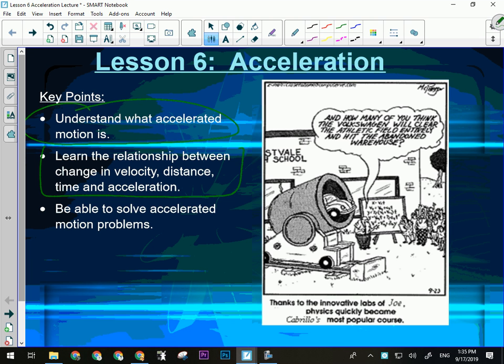Basically, we're going to be looking at a whole bunch of new acceleration formulas. Last year, the only acceleration formula that you had was this one. It may have been written like this, delta V over delta T, depending on who you had. That was the only one you would have used in Science 10. We're going to go over 4 more. It gives you a much greater ability to calculate things when you have a wider variety of formulas.